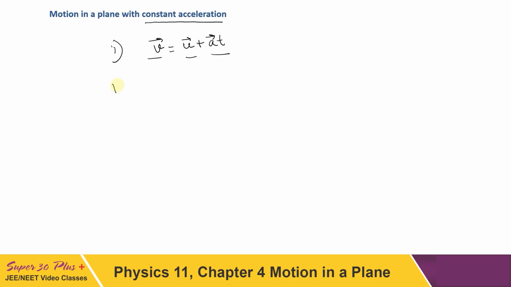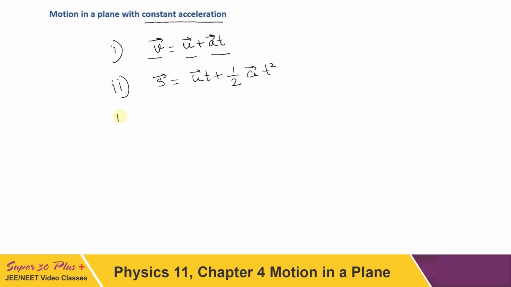The next one is s is equal to ut plus half at square. Again I have written the vector sign here, so it can be applied directly to 2D motion also. s, u and a all can be in different directions because here motion is in a plane.